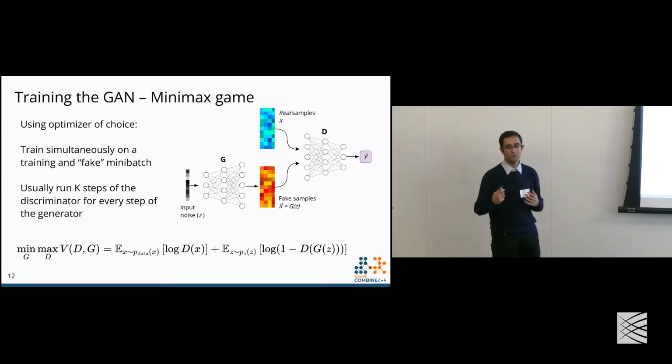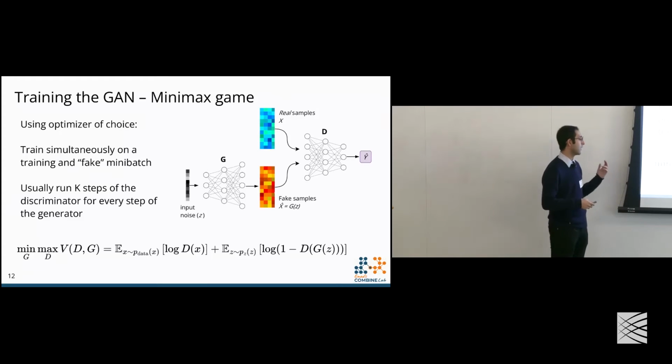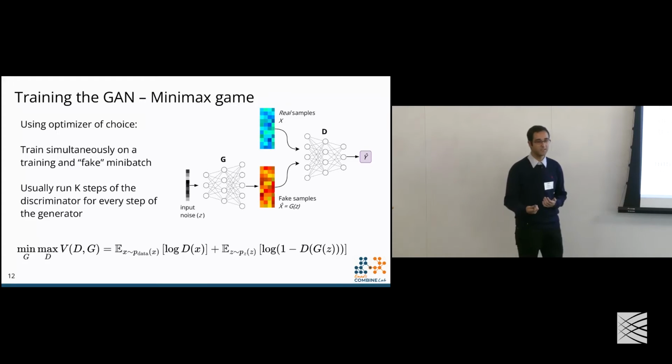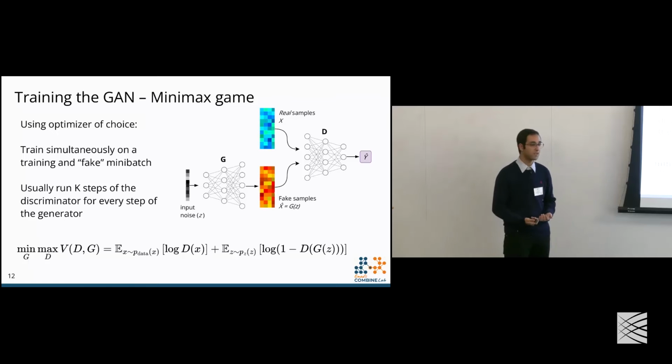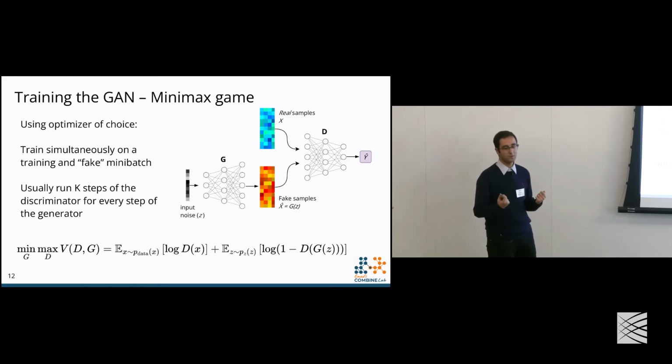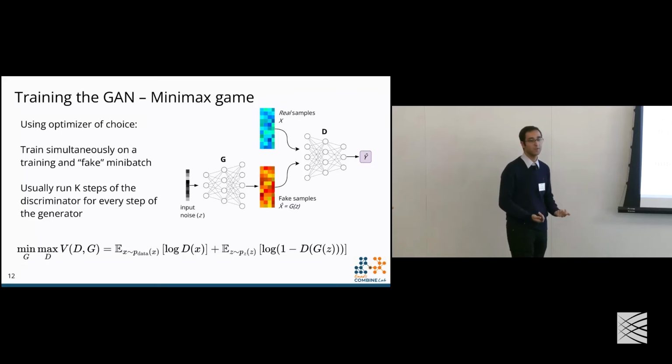Now, putting these two costs together, we get this value function at the bottom of the page, where the generator is trying to minimize this and the discriminator is trying to maximize it. And these two losses are at odds with each other. So that's why we call them generative adversarial networks. They're adversarial, they're adversaries. And now training is very similar to any other deep learning method.